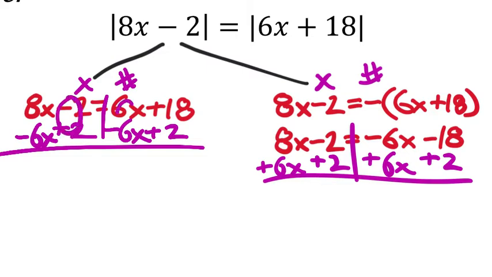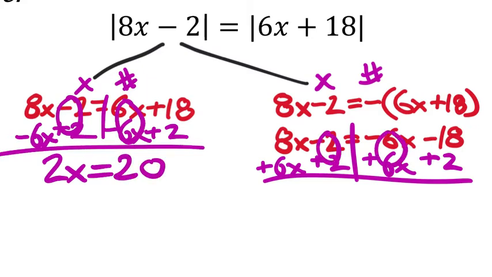So there's my zeros. 8x's minus 6x's is 2x's equals 18 plus 2 is 20. That's going to turn out nice. And there's my zeros again. 8x's plus 6x's now is 14x's, though. This will equal negative 18 plus 2, which is negative 16. That one doesn't look so good, but the first one does.